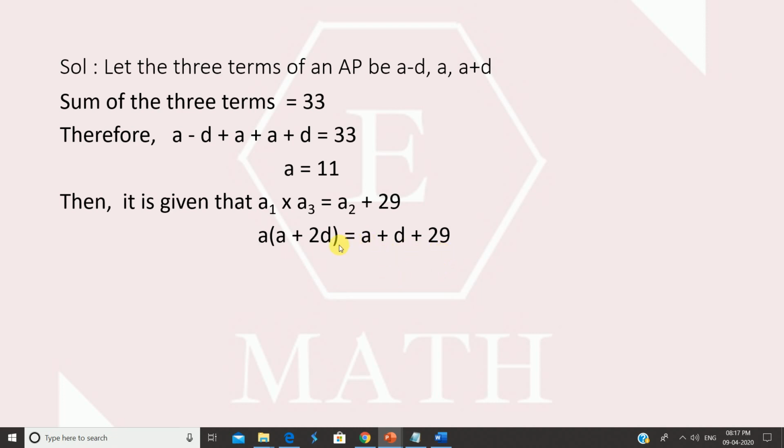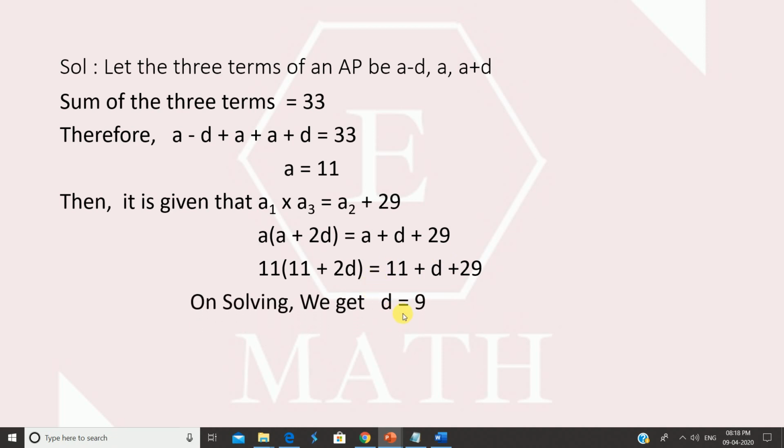Then after substituting the value of A equal to 11 in this equation, we will get the value of D. See, we have substituted the value of A as 11 here. In place of A, I have written 11 here, and then 11 into 11 plus 2D will be equal to 11 plus D plus 29. So on simplifying, we get the value of D is 9.